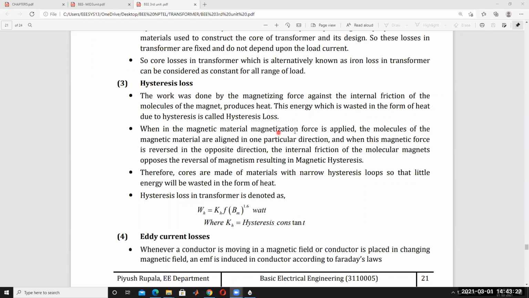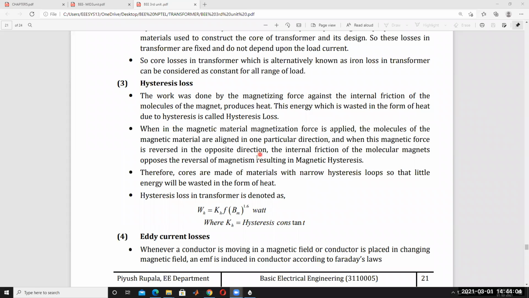When a magnetizing force is applied to a magnetic material, the molecules of the material are aligned in a particular direction. Whenever the transformer core is subjected to alternating magnetic flux, for one direction the magnetic domains are aligned in one particular direction, and when the magnetic force is reversed in the opposite direction, because we are giving an AC supply.